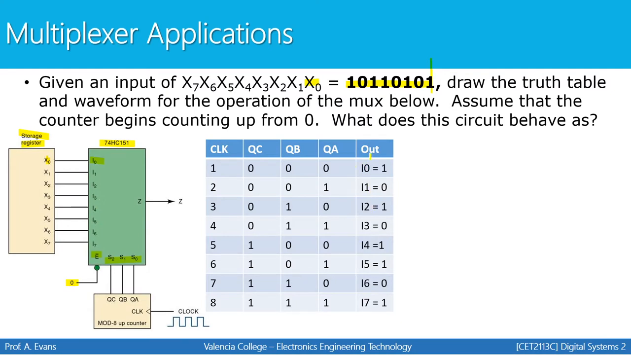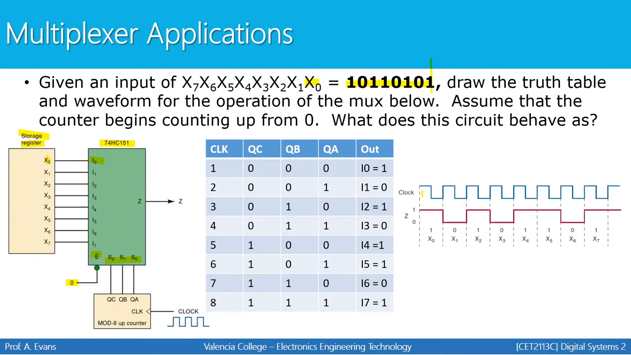So the output will begin as 1, then it'll be 0, then it'll be 1, then it'll be 0, then it'll be 1101. As the counter counts through, the select inputs change, the select inputs control what goes to the output, so I0 through I7 will cycle through the output. So now let's look at a waveform of what that would look like. As the clock makes the transition, the counter counts, the select lines change, the output Z changes from X0 all the way through X7.